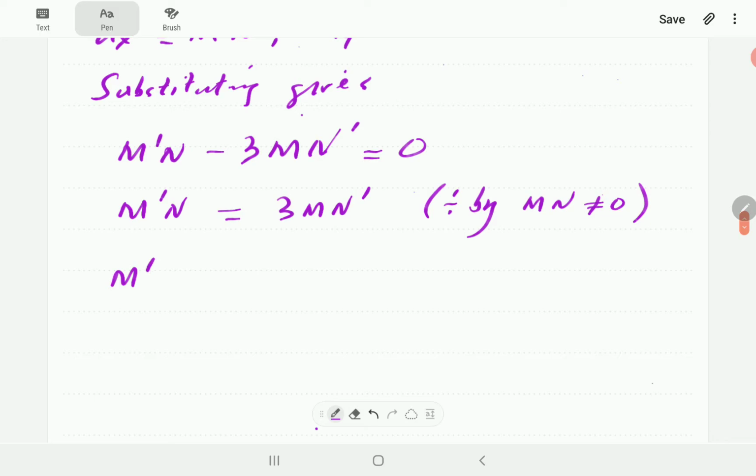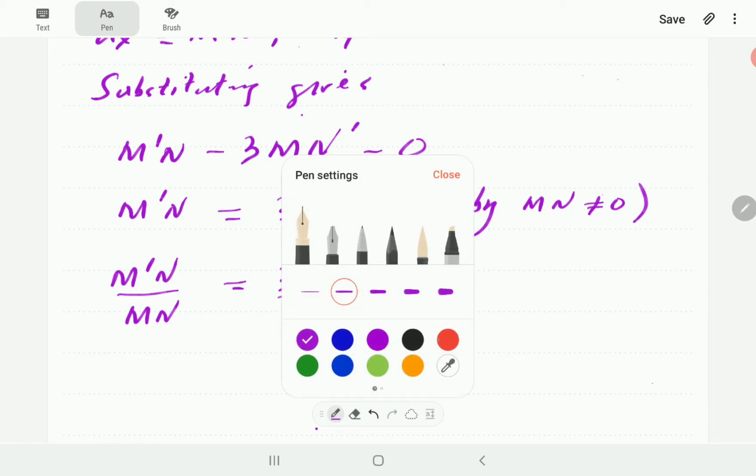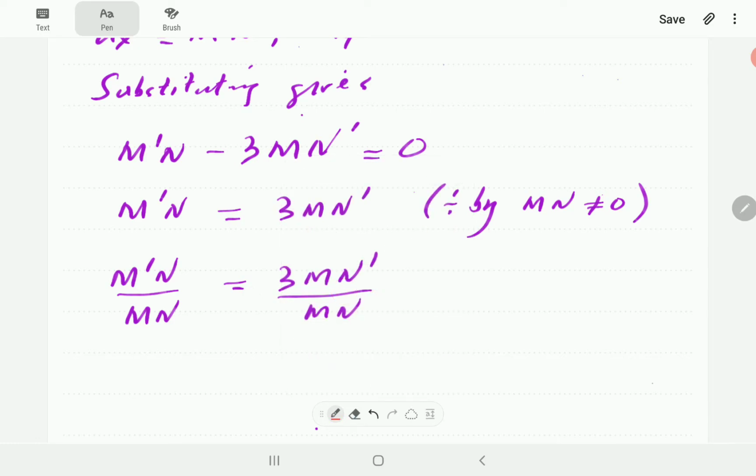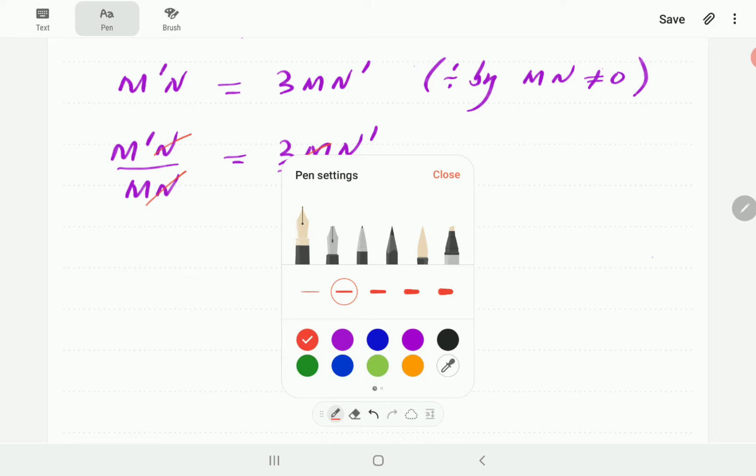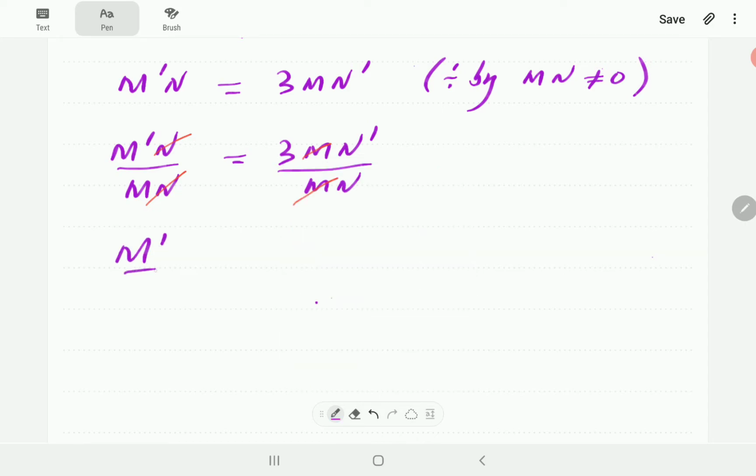So the left hand side is m prime times n divided by mn, and this side is 3m times n prime divided by mn. Then on the left hand side, n is going to cancel out, and on the right hand side, m is going to cancel out. And so we are going to have m prime over m is equal to, bringing the 3 down here, n prime over n.